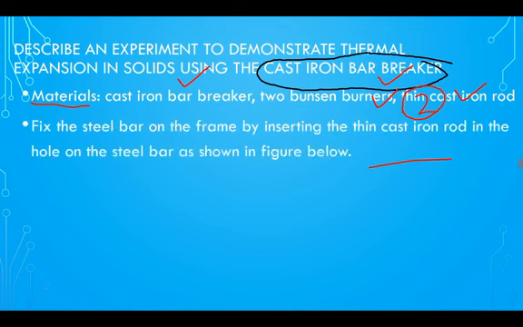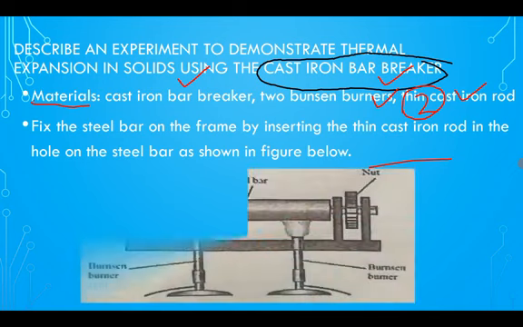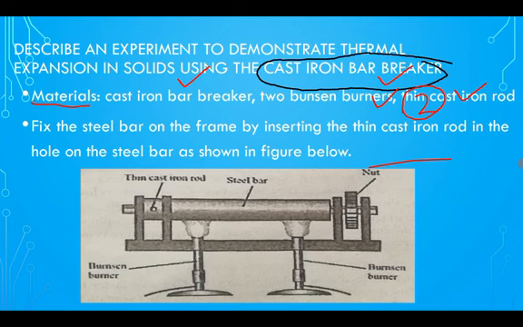So fix the steel bar on the frame by inserting the thin cast iron rod in the hole on the steel bar as shown. So this is the setup. Depending on the nature of the question, you may not have to draw this one, but drawing it will give you a competitive edge in terms of marks. You may earn yourself more marks by drawing this. Anyway, let's just look at what this is. So this setup is called the cast iron bar breaker. There's a steel bar here, which is basically metal.